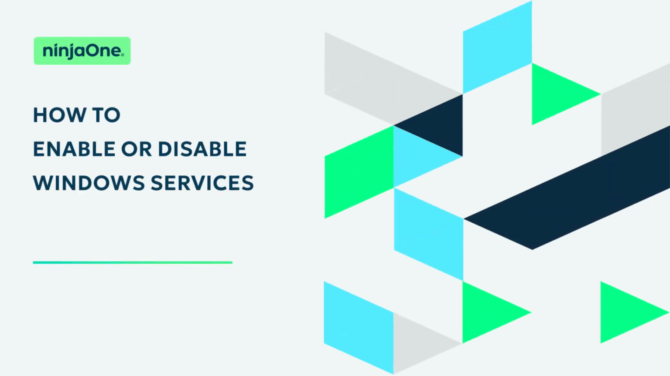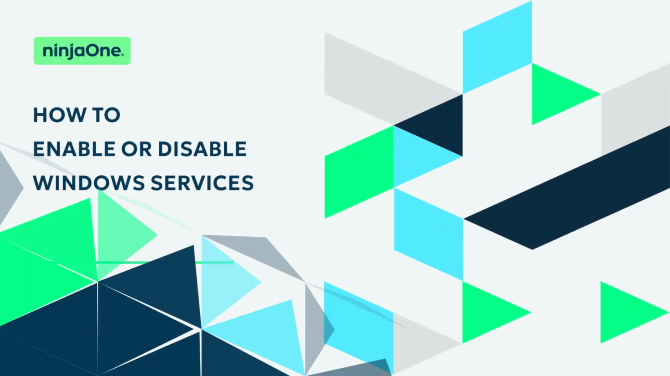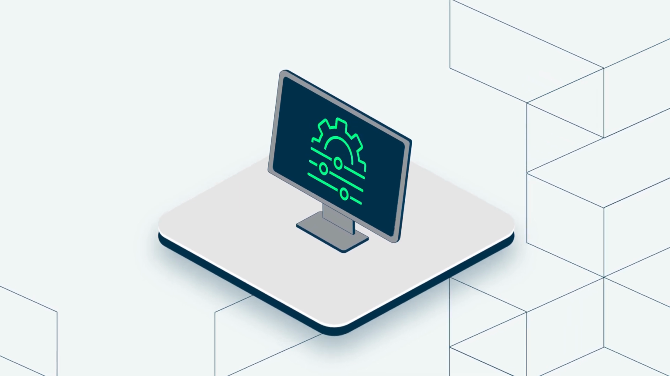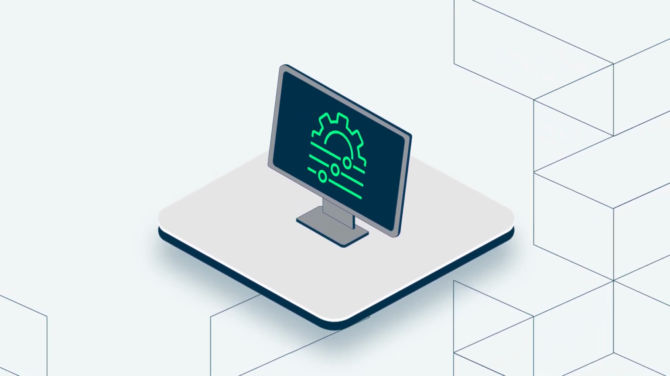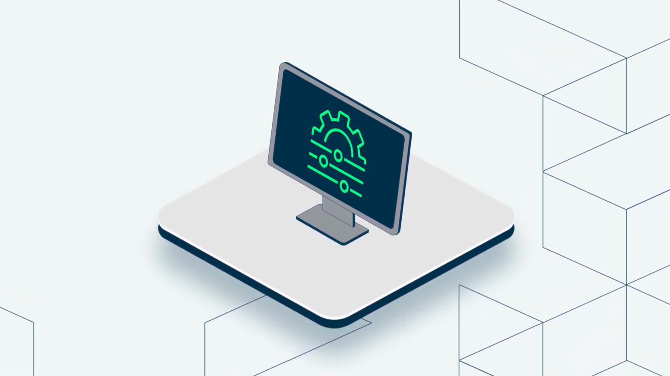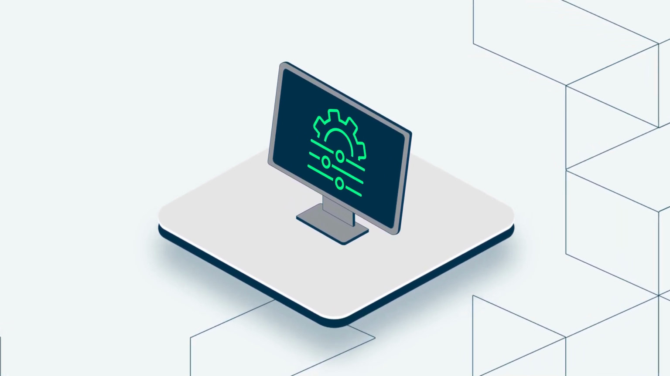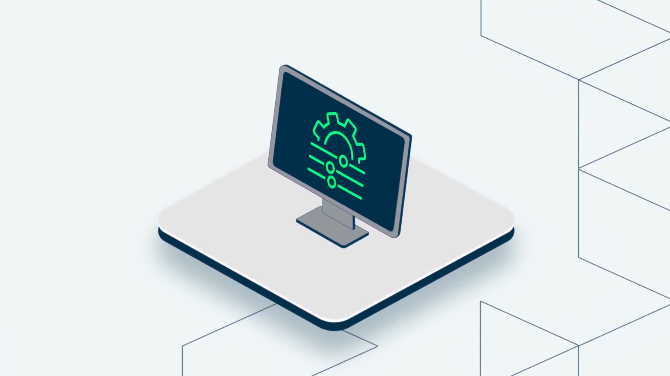How to enable or disable Windows services. Windows services are background processes that keep your operating system and applications running smoothly. Some are critical to system stability, while others are optional and can be disabled or enabled when needed. In this video, we'll show you how to manage them.